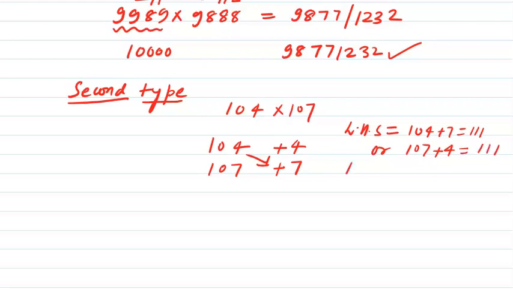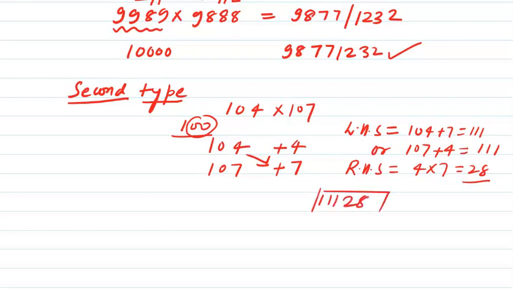And now what will be the right hand side? The right hand side is 4 into 7, that is equal to 28. What was the base here? 100. 100 has how many zeros? It has 2 zeros. So the right hand side should have 2 digits, which we already have. So the correct answer is 11128, right? Very quick. We don't even have to think much.